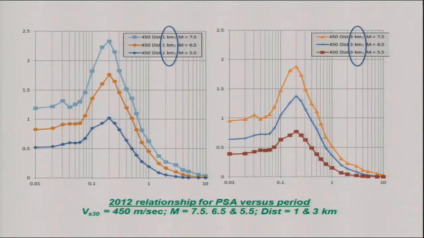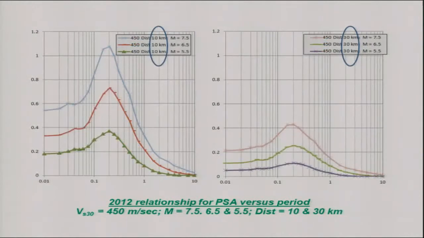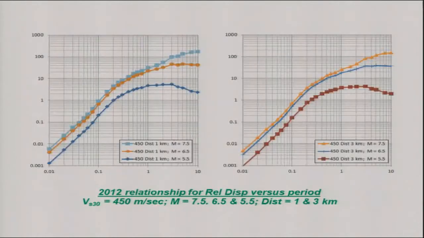The response spectra, pseudospectral acceleration, for magnitude 5.5, 6.5, and 7.5 at 1 kilometer distance. Same thing, but for 3 kilometer distance. He has not done smoothing yet, but the coefficients are available. And then same thing, pseudospectral acceleration for 10 and 30 kilometers. Again, he's going to do smoothing on the response spectra.